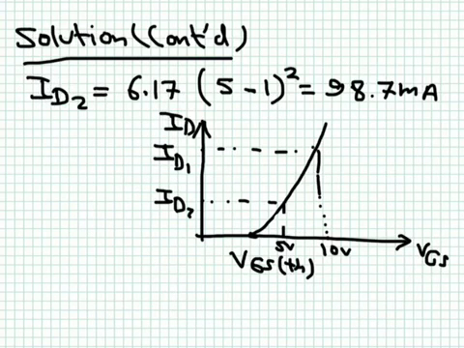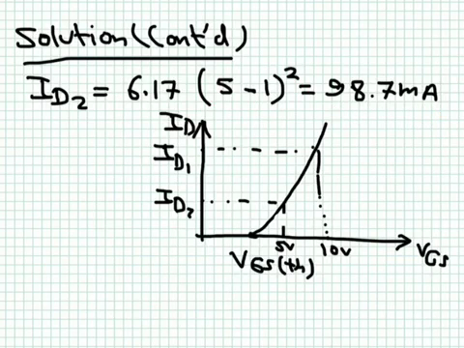So this is what we do here. You put the new VGS equal to 5 volts. We already know this one, 6.17 milliampere per volt squared. I didn't write milliampere, but I know that the answer will be in milliampere. So you multiply 6.17 by 4 squared, by 16, you get 98.7 milliampere.